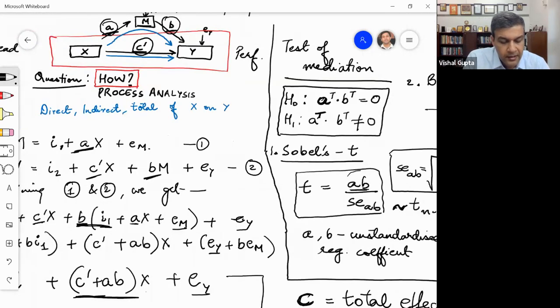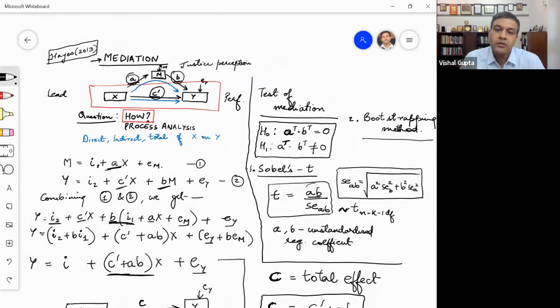Two things that we will keep in mind through what I have said so far: mediation helps us answer the how question, understand the process. It helps us break the total effect into the direct and the indirect effect. And whenever you are writing about mediation in your research paper, you will have to show that the indirect effect is significant. What happens to the direct effect is not important. You have to show through your analysis that the A into B is significant.